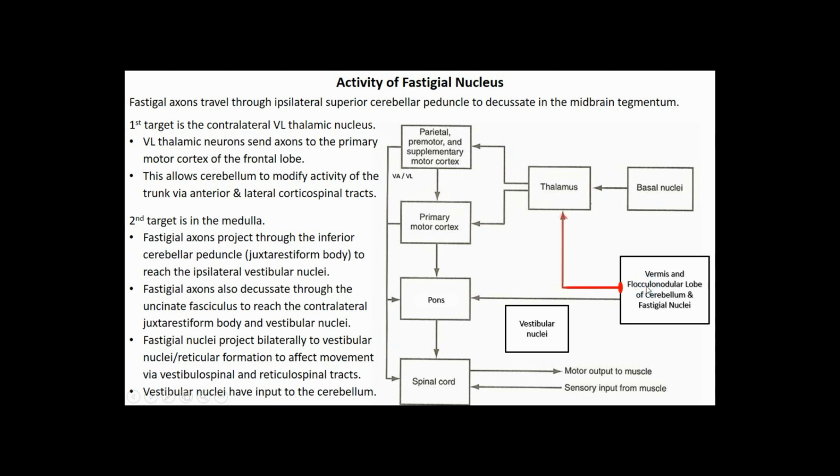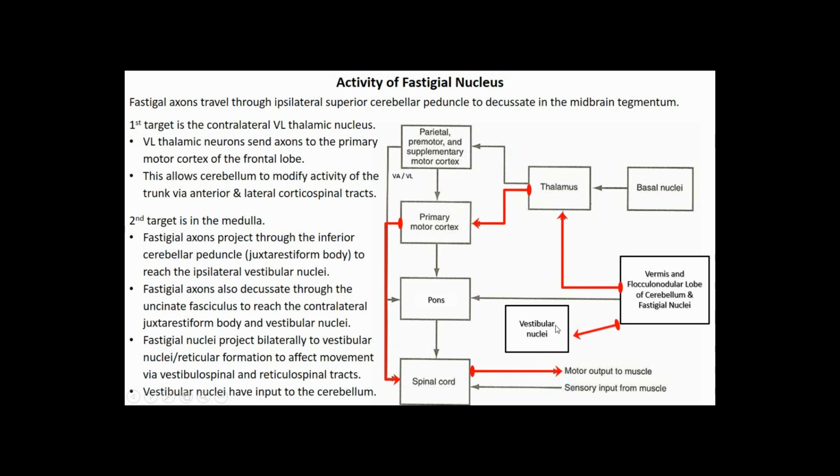So same initial step as the last two, going to the thalamus, and because it's doing the same thing as the last slide, only we're affecting the trunk instead of the upper limb and lower limb, we have a very similar circuit. It goes to the thalamus, VL thalamic nuclei go to the primary motor cortex, and make changes happen to trunk muscles by affecting signaling of the spinal cord to those muscles.